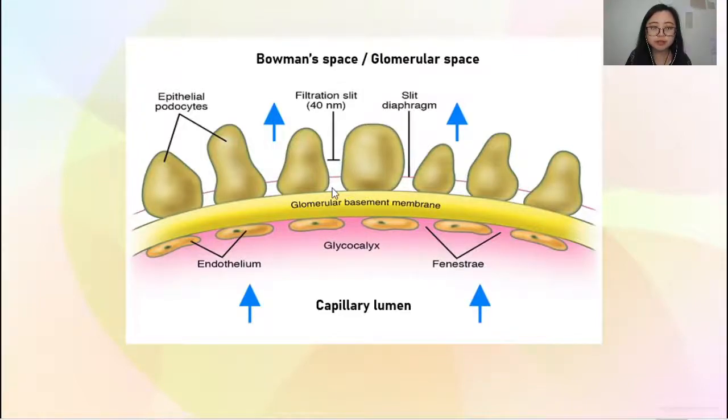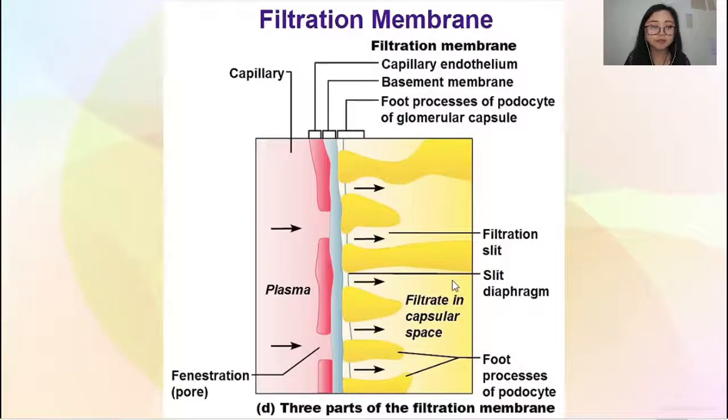Filtration slit di sini. Slit diaphragm is like this thin membrane, this thin diaphragm that prevents big stuff from passing through. Fenestrae, however you want to pronounce it, is the ruang kosong antara endothelium cells. So you see from the structure here, this is how it allows smaller things to pass through, bigger things to stay inside the capillary.